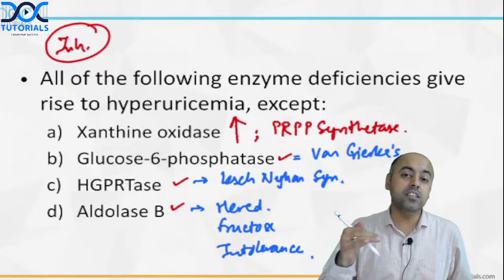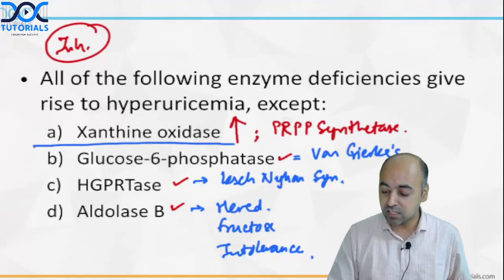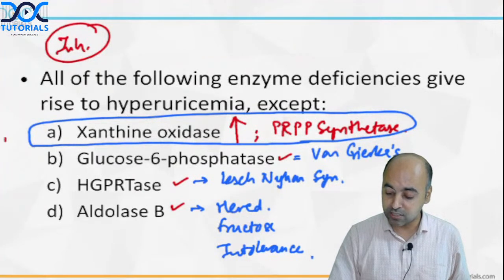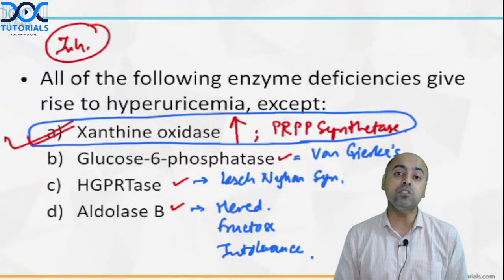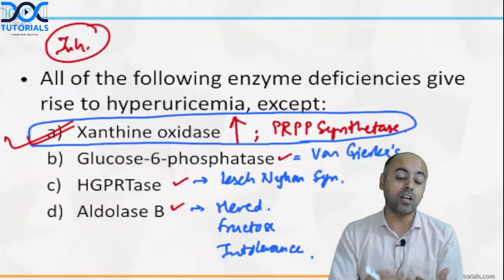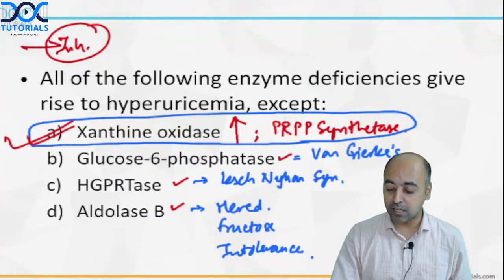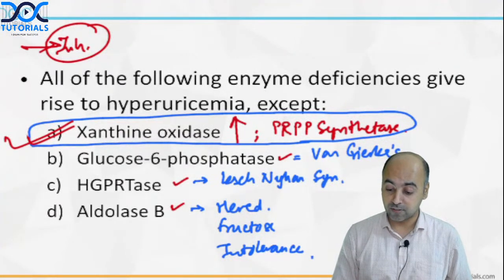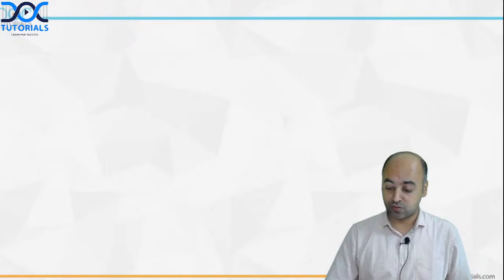So in all these conditions, decreased enzyme activity is resulting in increased formation of the uric acid, whereas in case of xanthine oxidase and in case of the PRPP synthetase, the increased activity will cause the hyperuricemia. So here your answer will be xanthine oxidase. This is a trick question, very commonly asked. You should know the two enzymes where increased activity will cause hyperuricemia, and all others the decreased activity is going to cause the hyperuricemia. All of them are inherited conditions. Okay, very good.